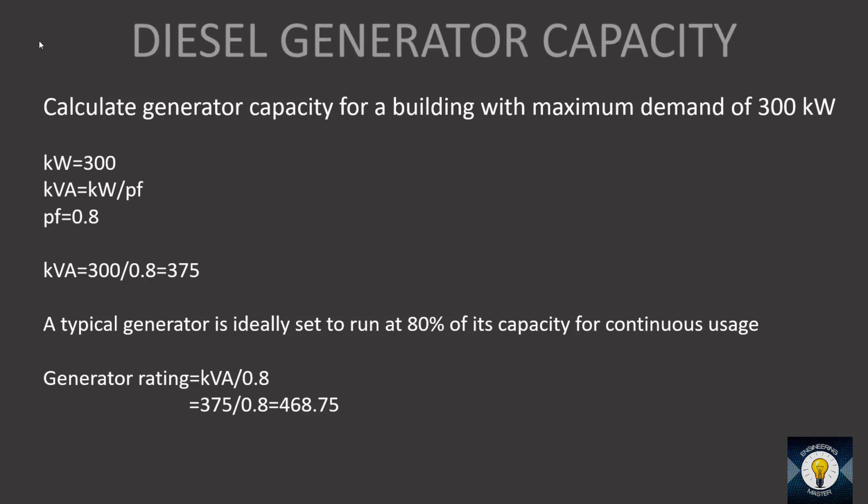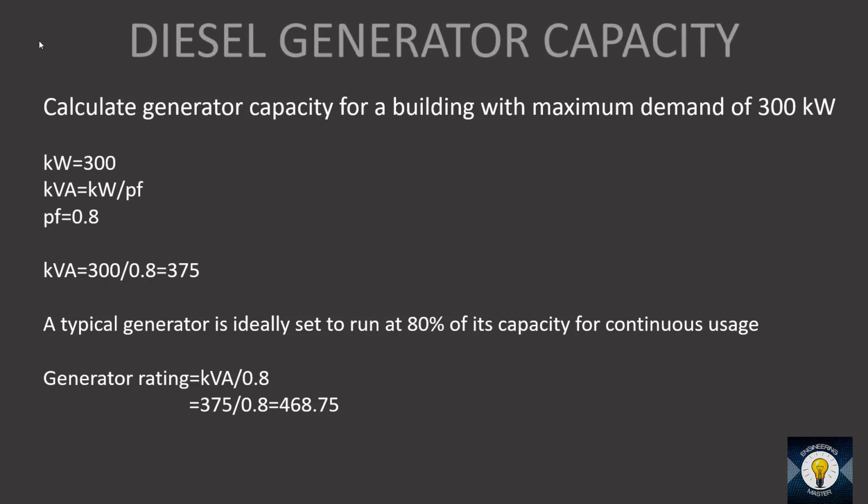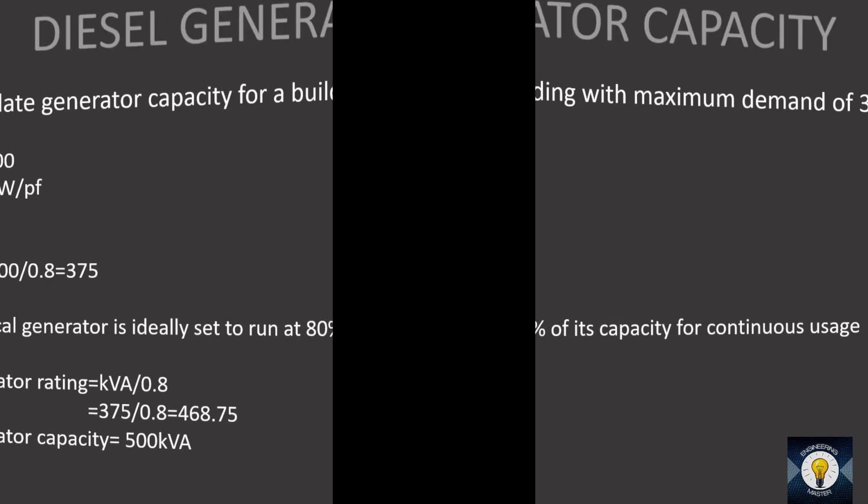That is 468.75 kVA. So no manufacturer is making a generator with 468.75. So we'll go for the next available rating. The next available generator capacity is 500 kVA. So our generator capacity is 500 kVA.